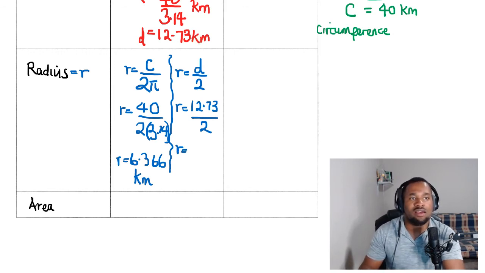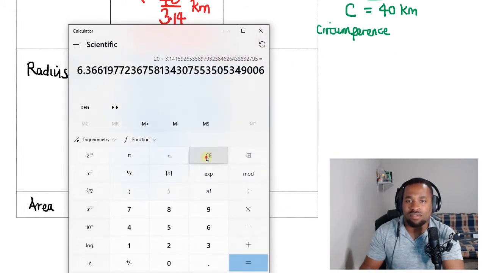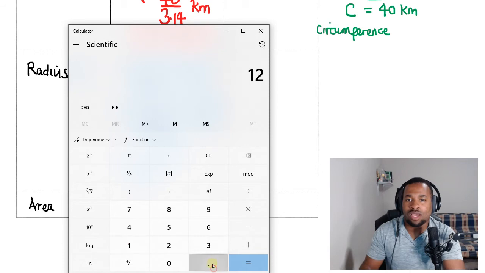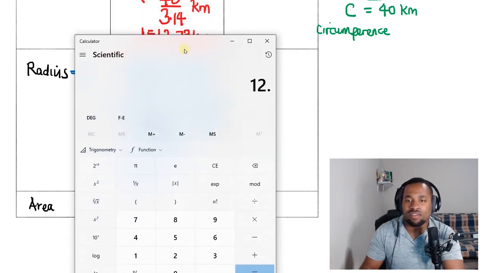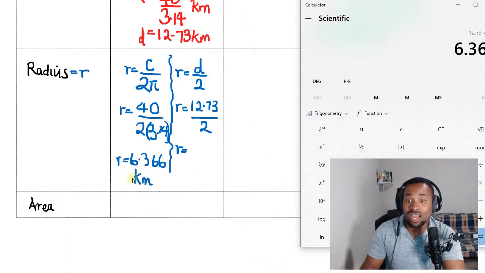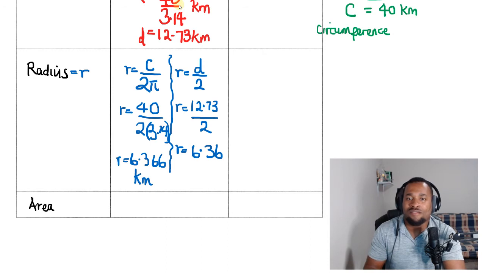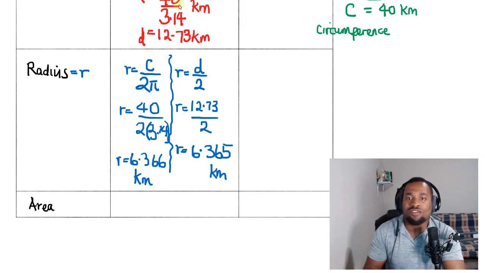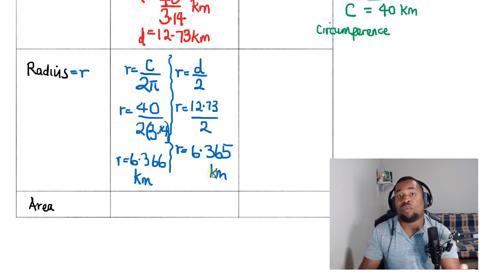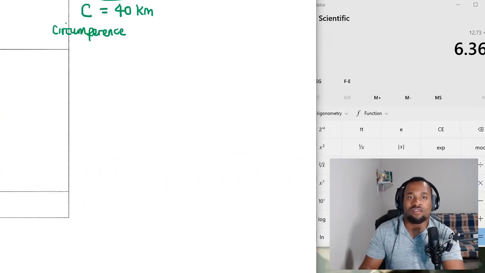So we're going to go back here to the calculator, we're going to type 12 point, don't forget the other numbers, 73. Take note that there are more numbers, but we're going to see whether this is going to be accurate in our answer. So this will be divided by, take note, 2, and hit equals, and we get 6.365. So it is really close, but it actually works. 6.365 kilometers. And so that is the other way to go about determining the radius of our specific shape.